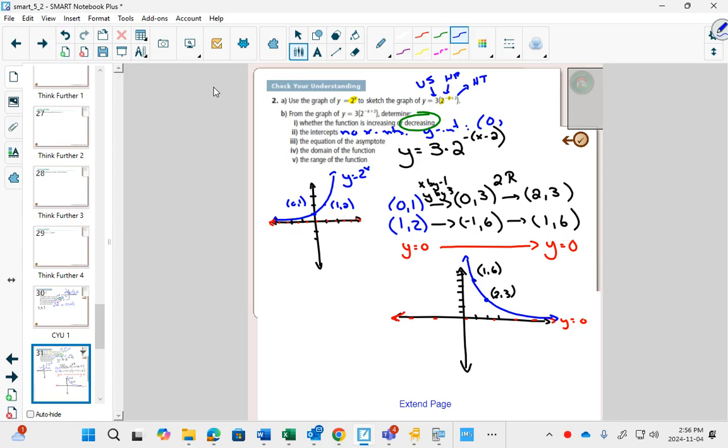Can you see if you plug in 0, you're going to get 2 to the positive 2 up here? 2 squared is 4 times 3, you're going to get 0, 12. The asymptote equation is still at y equals 0. Domain is everything, and the range is bigger than 0.